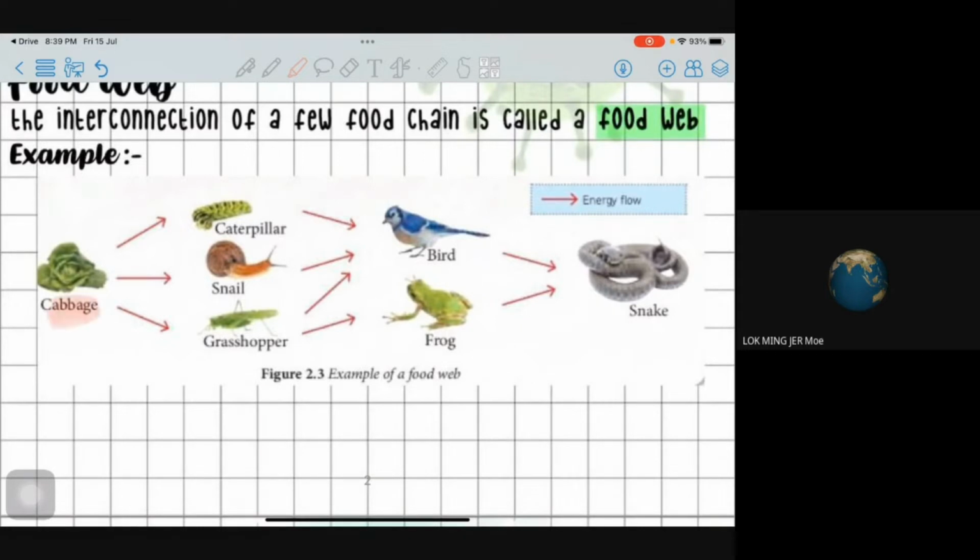For example, cabbage is eaten by caterpillars, snails, and grasshoppers. Kubis is cabbage. And then caterpillar, snail, and grasshopper. Frog only eats grasshopper. The rest is eaten by bird. Caterpillar, snail, and grasshopper are eaten by bird. And bird and frog are eaten by the snake. So snake is the third tier consumer.